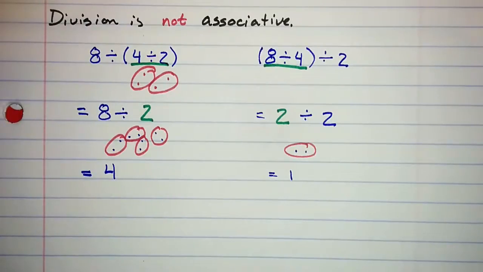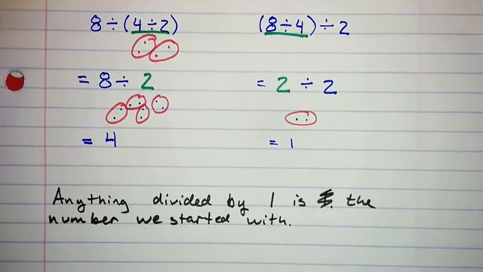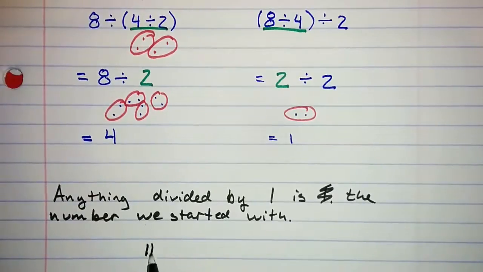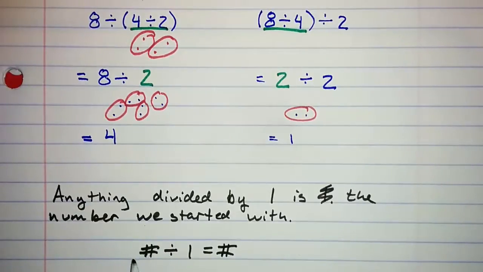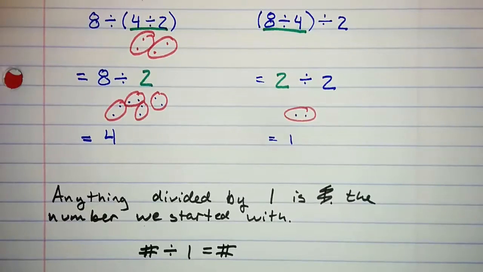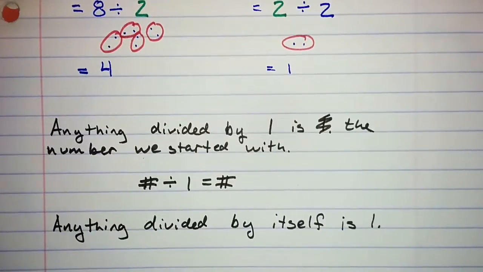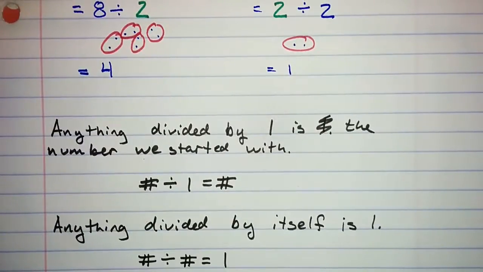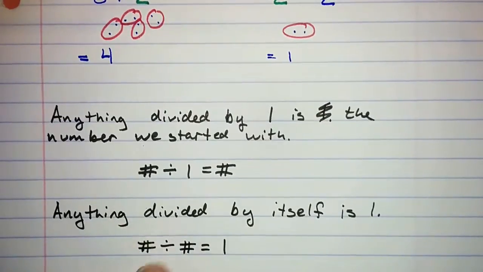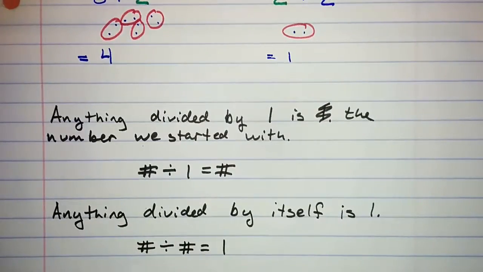Alright, now what's nice about division? Well, we know some things about the number 1. Anything divided by 1 is the number we started with. And this makes sense, right? If I have any number of things and I take them away one at a time, how many times can I do that? Well, the same as the number of things I have. And by the same idea, anything divided by itself is 1. And again, that also makes sense, right? If I have some number of things and I take away that many, how many times can I do that before I run out? Just once.